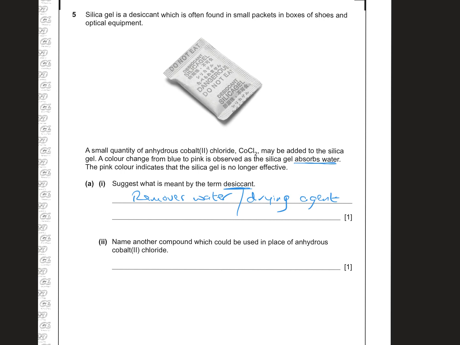Part 2, name another compound which could be used in place of anhydrous copper 2 chloride. So just think what's happening. We've got anhydrous copper 2 chloride, and when it absorbs water, it changes colour, blue to pink. So you've got to think, okay, is there another anhydrous compound that could change colour when water's added to it? And the one you would have looked at probably is anhydrous copper 2 sulfate. So remember, it's white, and then it changes to hydrated copper 2 sulfate, which is blue.